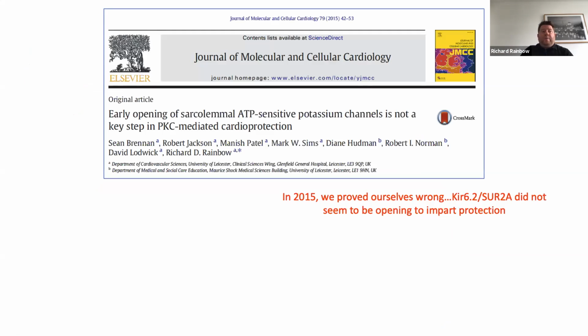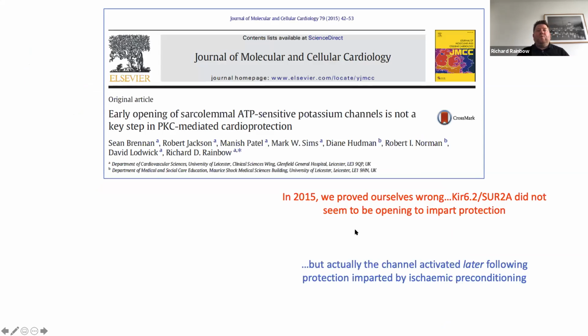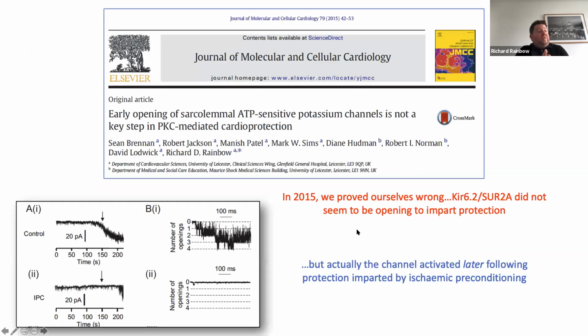So we had this really nice hypothesis, but unfortunately in 2015 we proved ourselves completely wrong. The Kir6.2/SUR2A did not seem to be opening early after cardioprotection. In fact, if anything, it seemed to open later. We did those cell-attached recordings, and you can see here, this is our control conditions, and this is in ischemically preconditioned cells. So these have been through those cycles of pre-ischemia prior to us isolating the cells. So they've been conditioned to be cardioprotected. And what we see is very clearly we've got a much later opening of this channel. So that completely blew it out of the water.